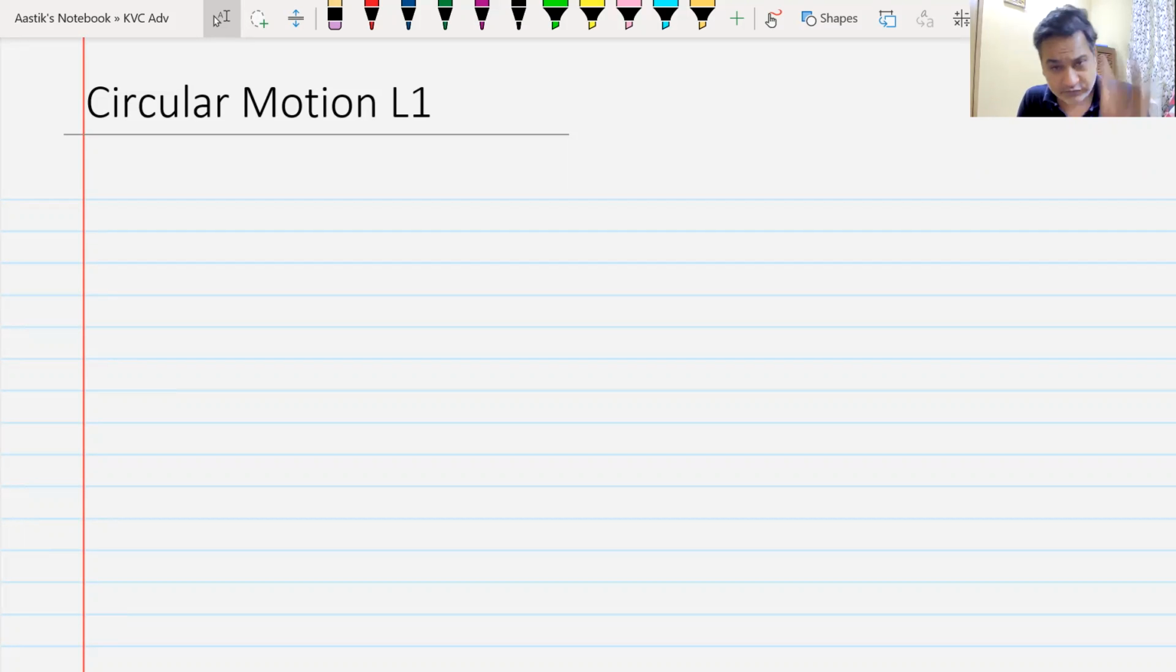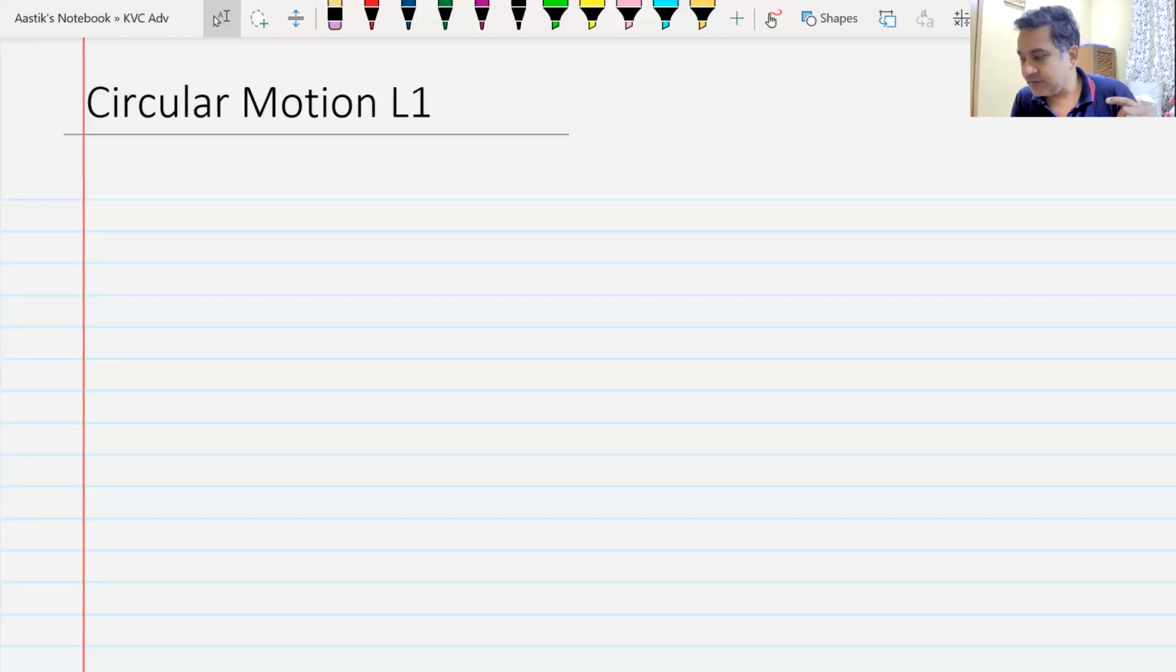Now remember, I might use the word rotation because rotation and circular motion, the equations in some sense are going to be the same. So some question I might give you from the rotation chapter, that doesn't make any difference. It is all circular motion. Though rotation is not the same as circular motion, the equations are.